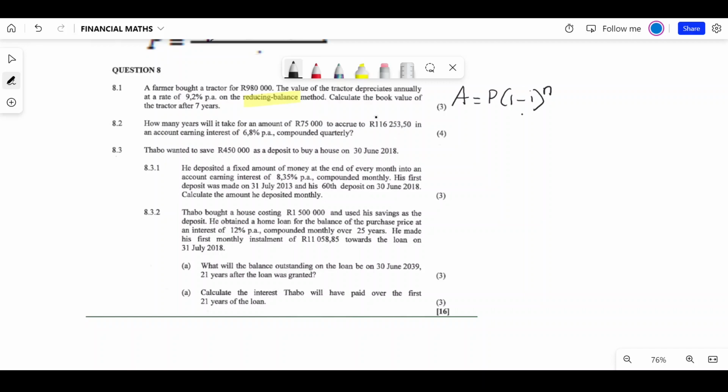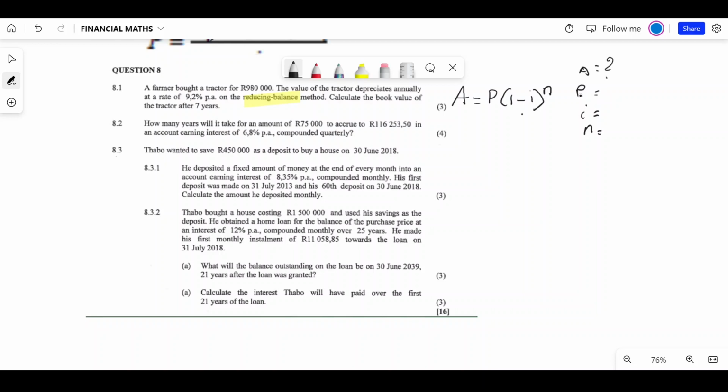So here now you have to find what is the A, what is the P, what are all the unknowns. What are you asked to find? Calculate the book value. I mentioned once, in depreciation problems, this A is called book value or scrap value sometimes. That means the depreciated amount. So you are finding the A here.